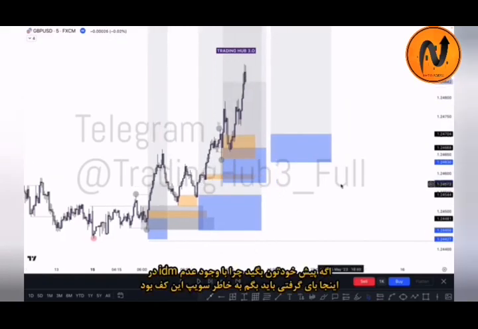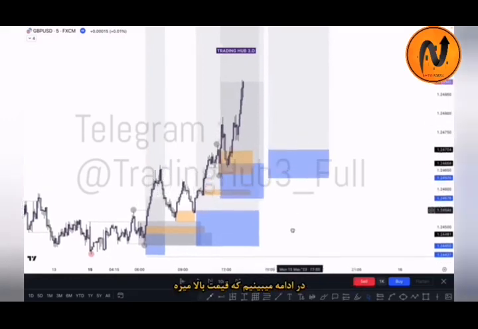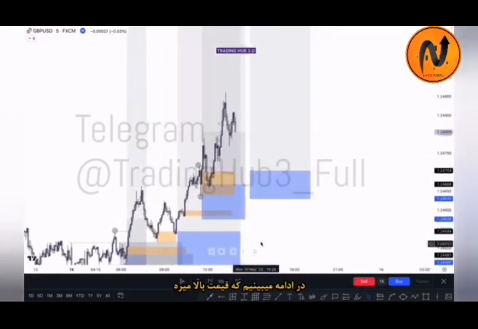Okay, and if you are thinking why I'm buying here when there is no inducement, it's because the low was swept here, right? If the market sweeps the low or high, then we don't need to wait for inducement before the buy or sell. The market continues going to a higher high. Okay, so let's see what happened next here.